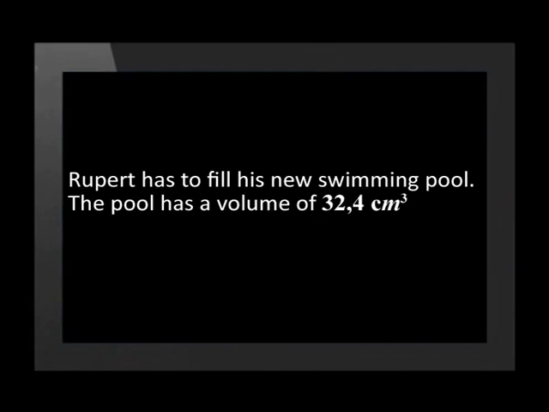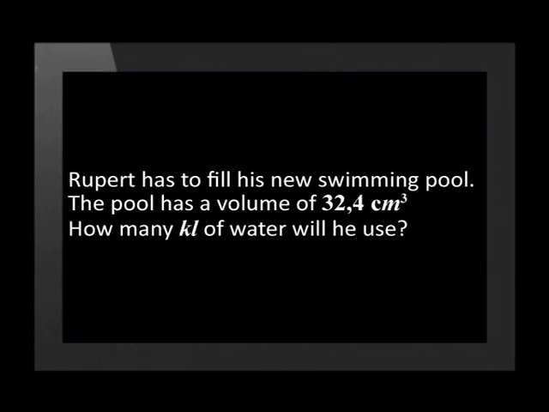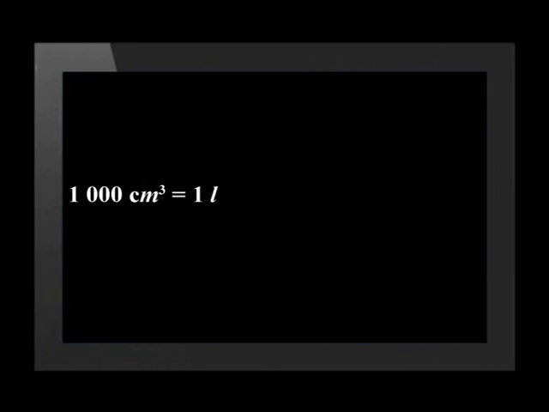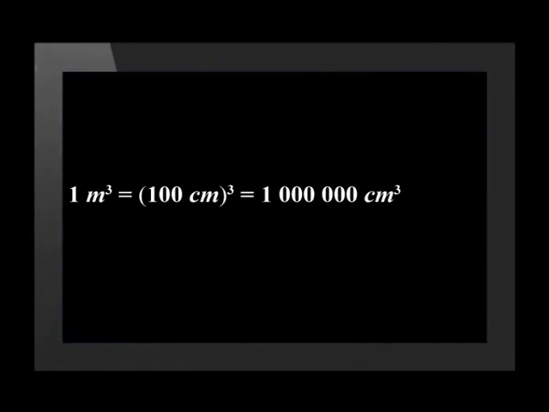Let us look at a practical example. Rupert has to fill his new swimming pool. The pool has a volume of 32,4 meters cubed. How many kiloliters of water will he use? We know that 1000 cubic centimeters is equal to 1 liter. This means that we will have to convert cubic meters into cubic centimeters to find an answer in liters. We also know that 1 cubic meter is equal to 1 million cubic centimeters. This means that 32,4 meters cubed equals 32,4 million cubic centimeters.